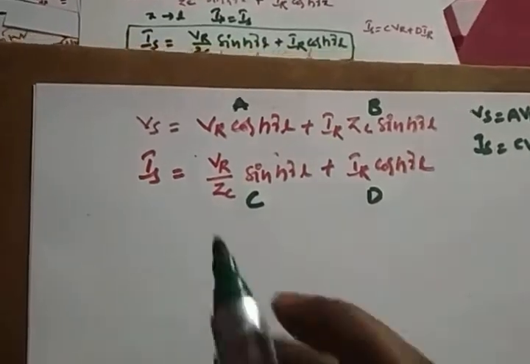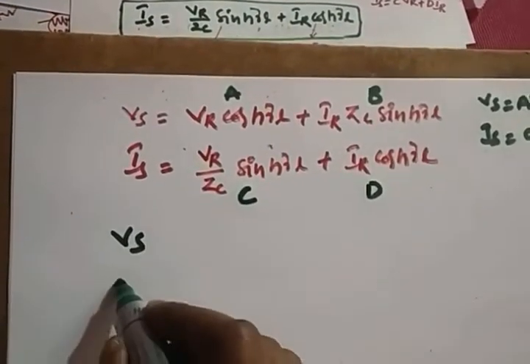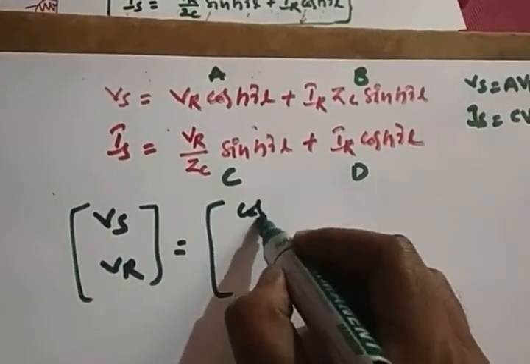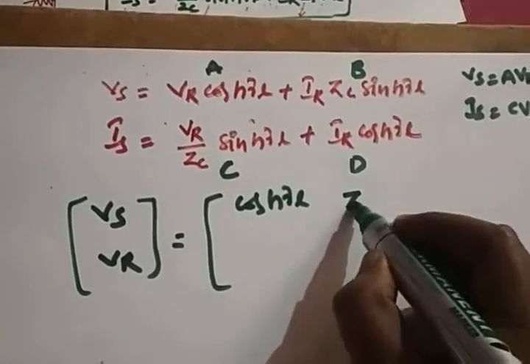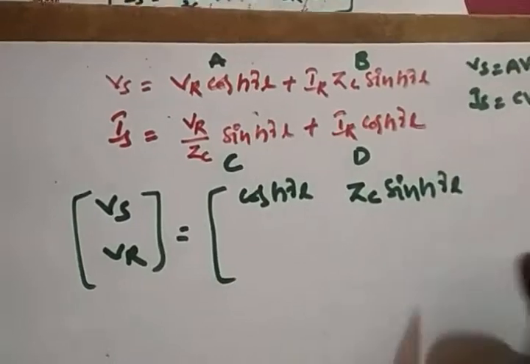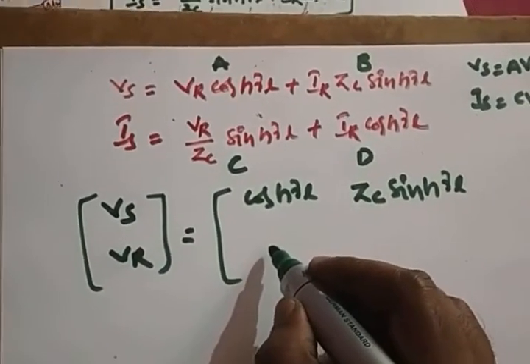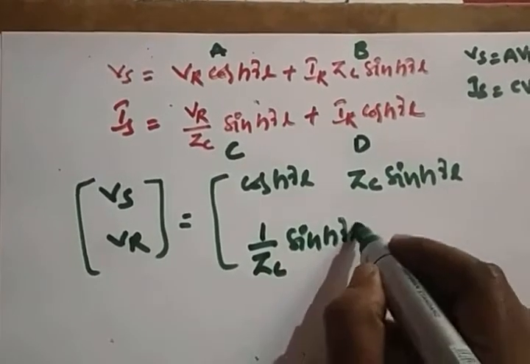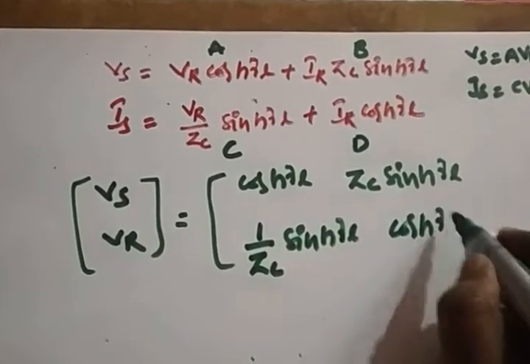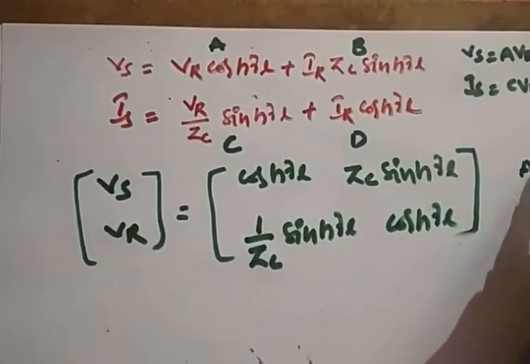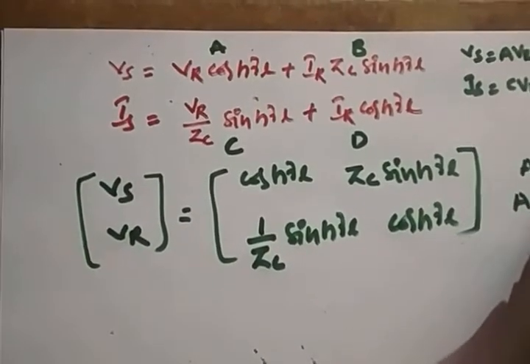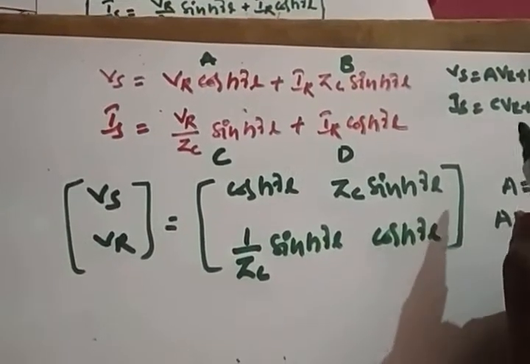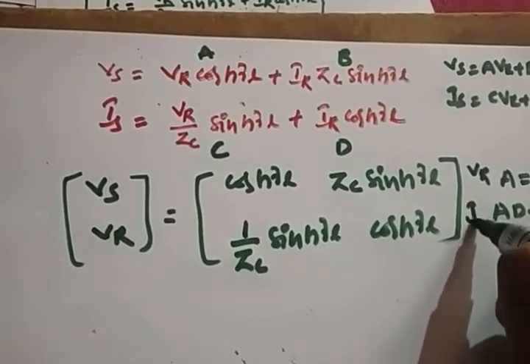Hope it's clear. Now we'll solve. So Vs, VR. So what is the value of A? Cosh gamma L. B is ZC sinh gamma L. C value is 1 by ZC sinh gamma L, and D is cosh gamma L, right? If you calculate, A is equal to D and AD minus BC is equal to 1, right? So if you want to cross verify, right? So VR, this is IR.